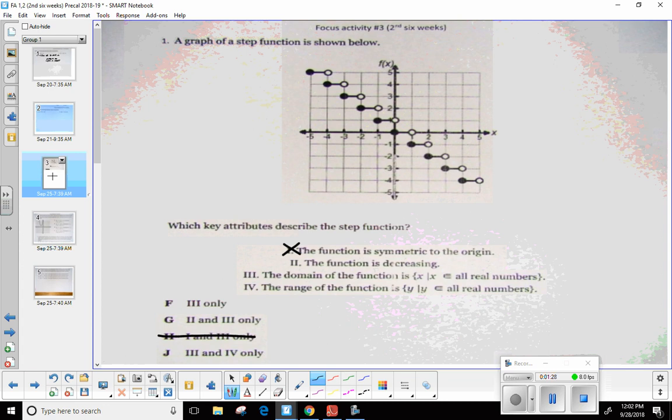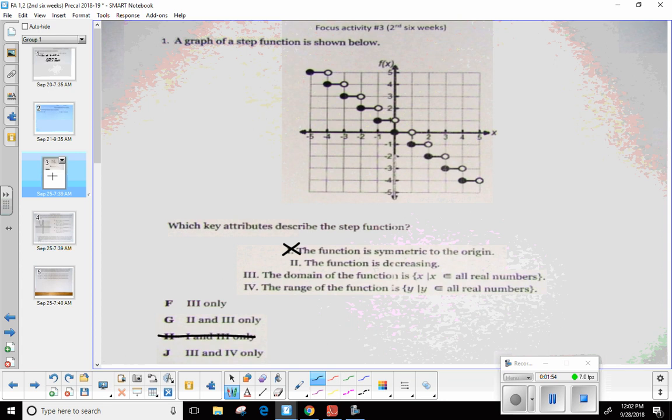Now 2, and I think this is the one that caught a lot of folks. It says the function is decreasing. Okay, unfortunately the function is not decreasing. Think about the definition, because I know it looks kind of strange because overall it has that downward trend, right? But think about the actual definition. It says as the values of x get larger, the values of y will decrease, right?